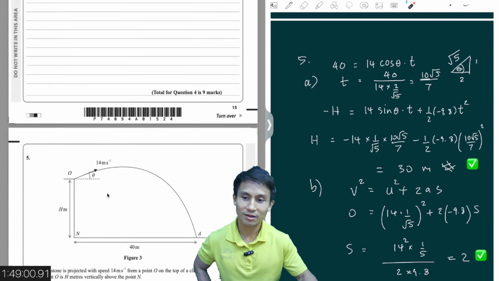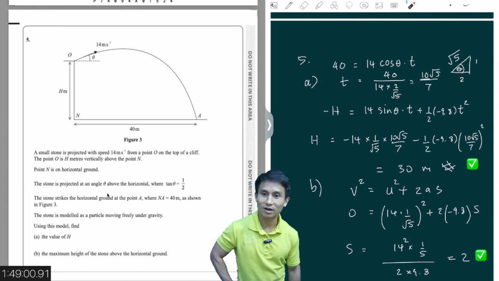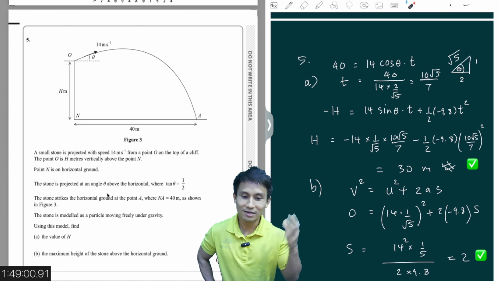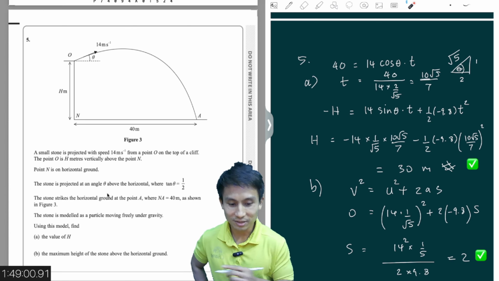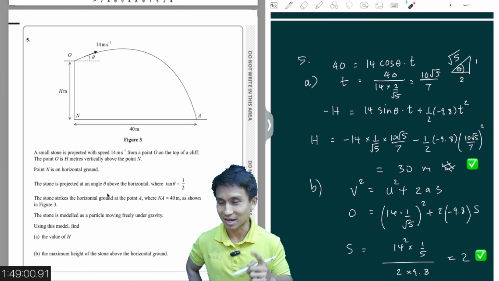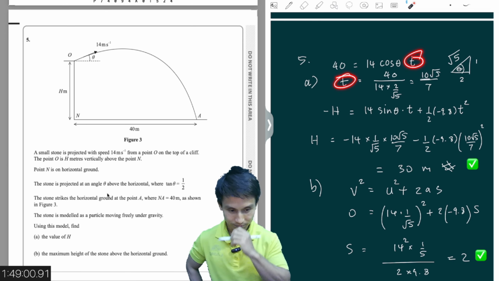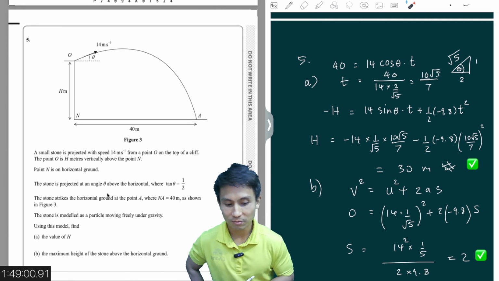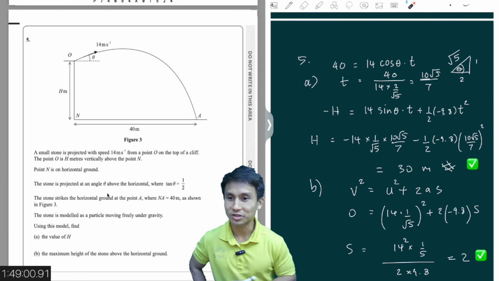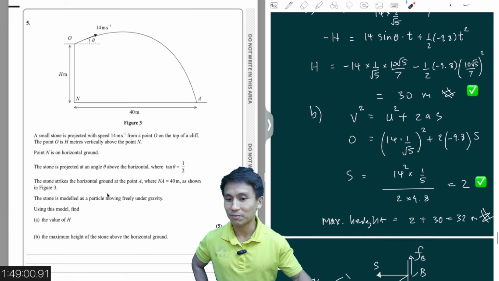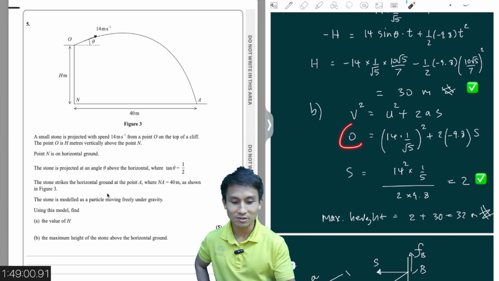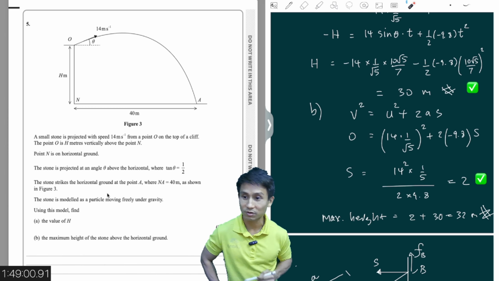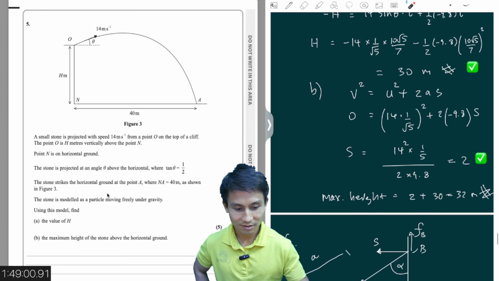Number 5, projectile. Just do suvat for both axes and then link them by time, right? Because there is only one thing that is the same in both directions, time. That's why I found time first from the horizontal and used it in the vertical motion to get the h here. And then we use it again in part B because we want to find the maximum height. So you start from O and go to the maximum, where velocity in the vertical direction is 0, right? So that's just it.